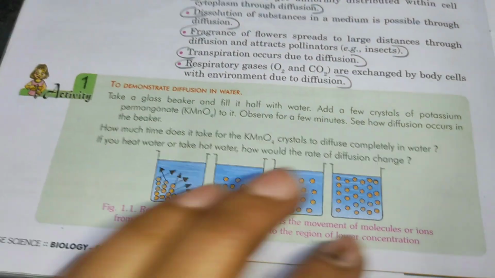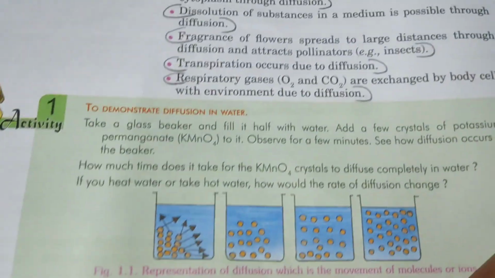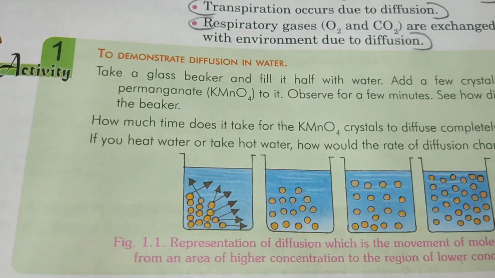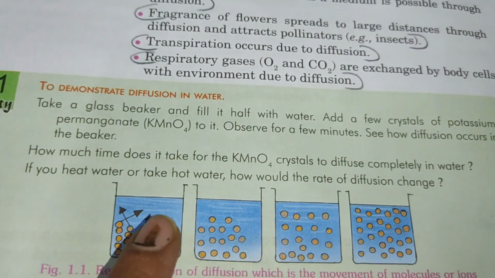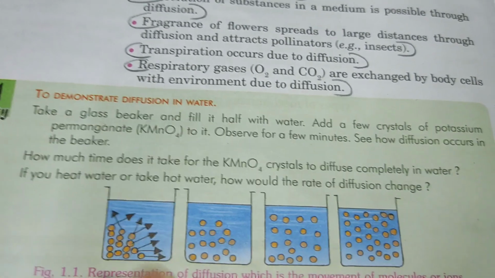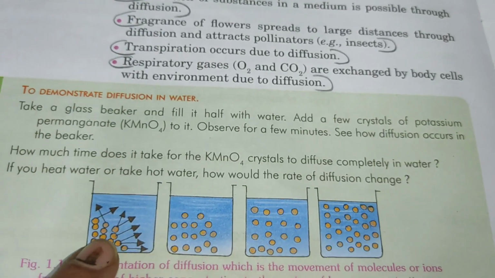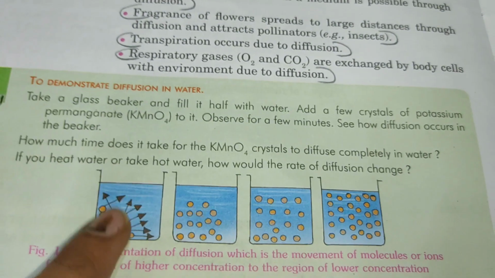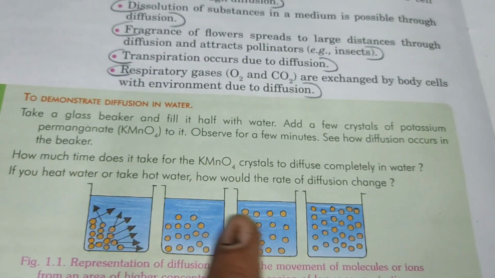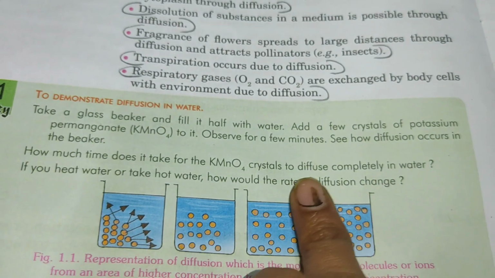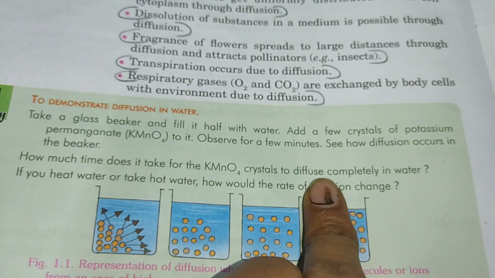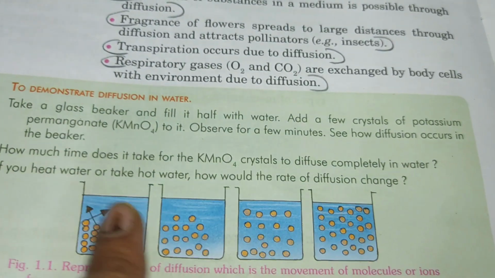Here they gave one experiment, an activity, to demonstrate how diffusion in water takes place. Take a glass beaker and fill it with water to half. Add a few crystals of potassium permanganate to it. Observe for a few minutes. See how diffusion occurs through the beaker. How much time does it take for potassium permanganate crystals to diffuse completely in water?